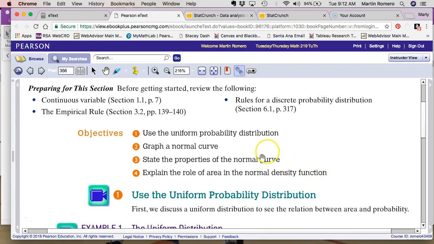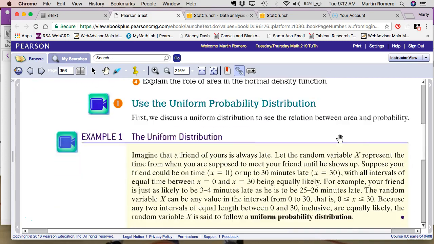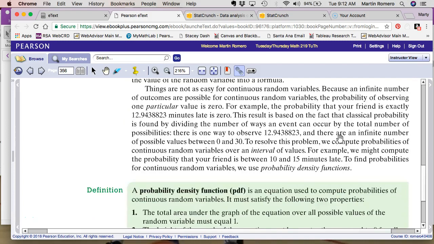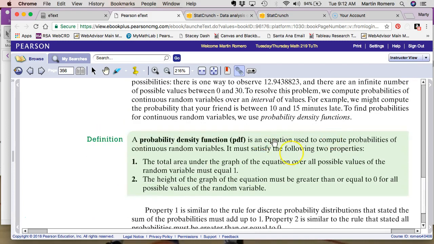using equations and graphs. And we're going to look at two different types of graph. One's called a uniform probability distribution, and another would be called the normal curve, which is what we've been kind of studying. And so all this leads to us solving probability problems using something called a probability density function. Sounds really complex. All it is, it's an equation used to compute probabilities for continuous random variables.